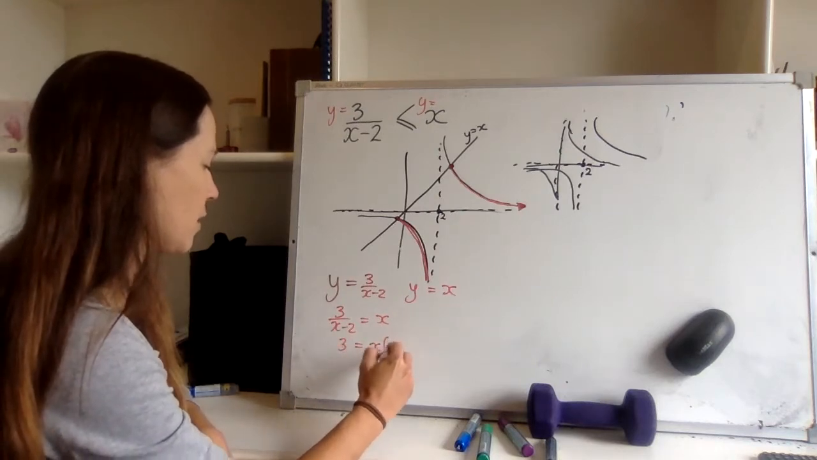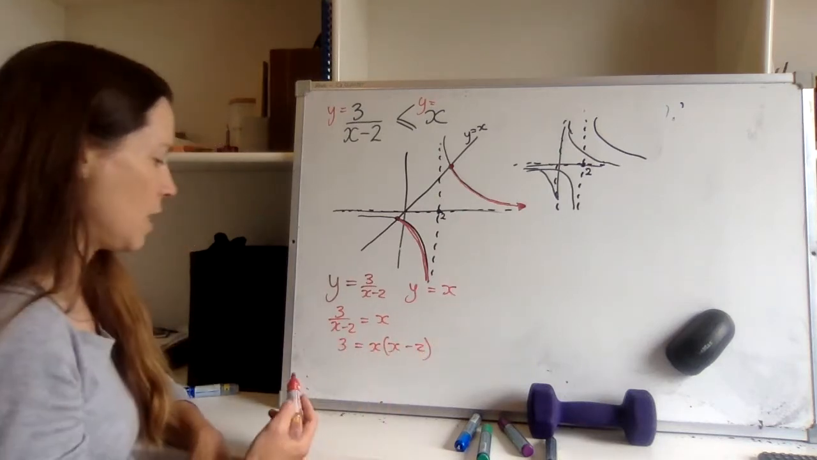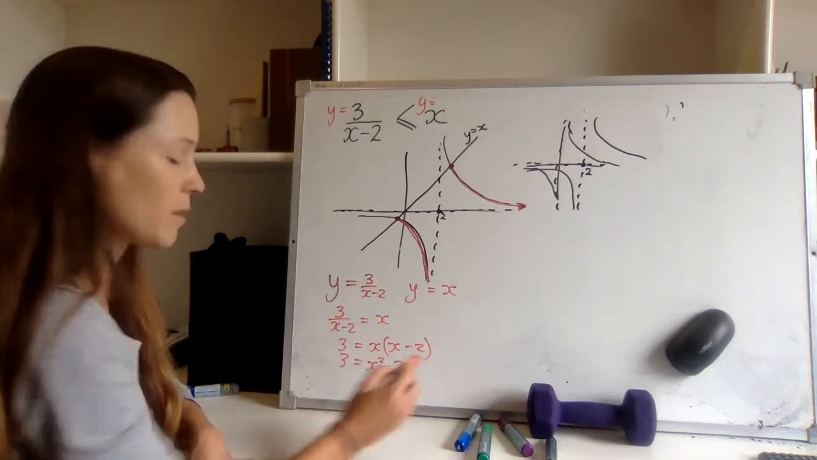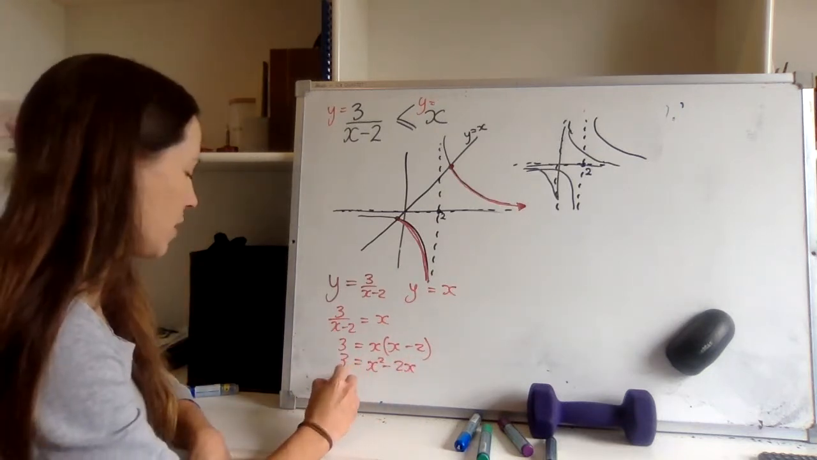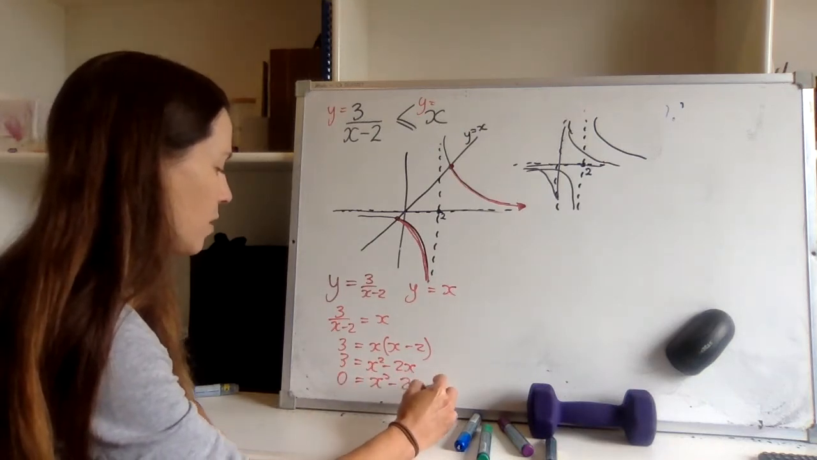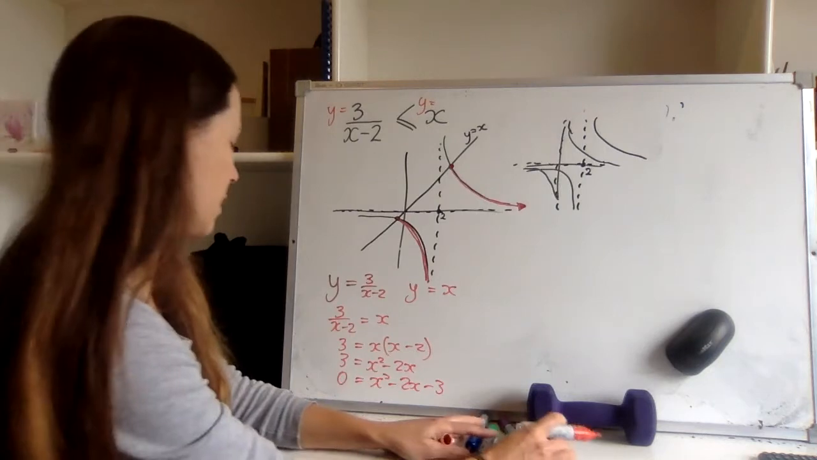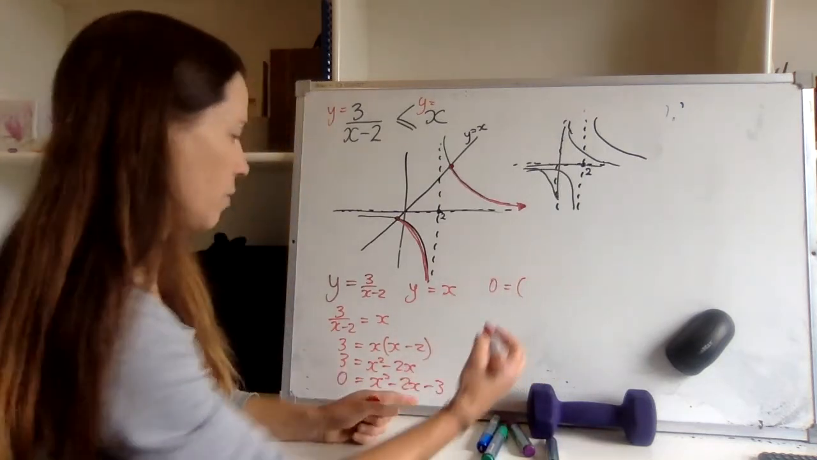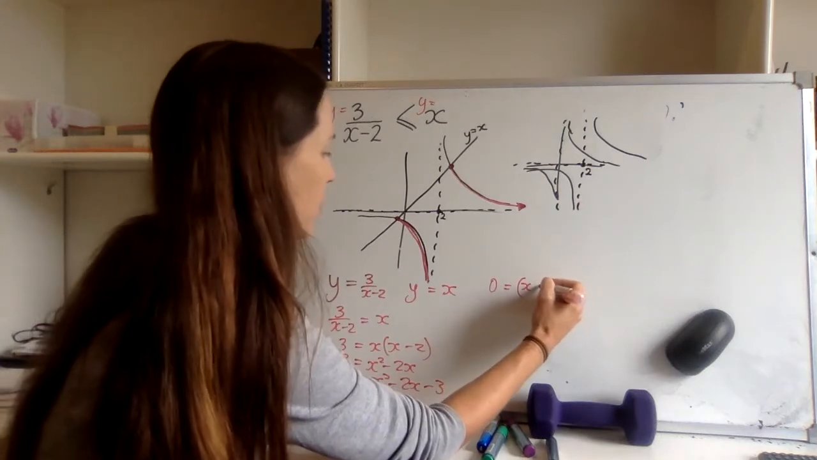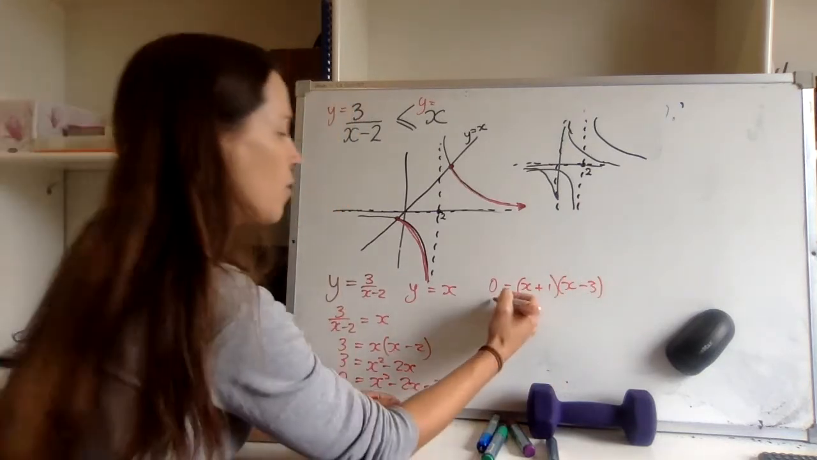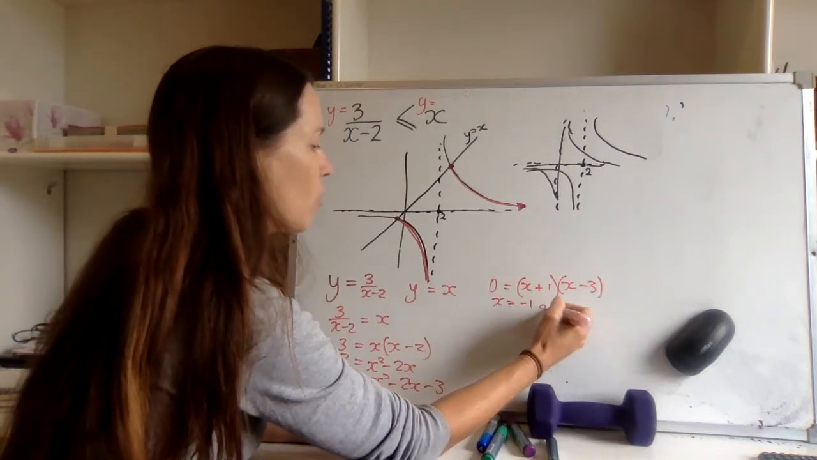So now I can just basically multiply both sides by x minus 2. So I've got x minus 2, and here I can say that's x squared minus 2x, and now I can get everything onto one side. So I've got x squared minus 2x minus 3. Factorising, I get 0 is equal to, what have we got? x plus 1 and x minus 3. So therefore x must be negative 1 or 3.